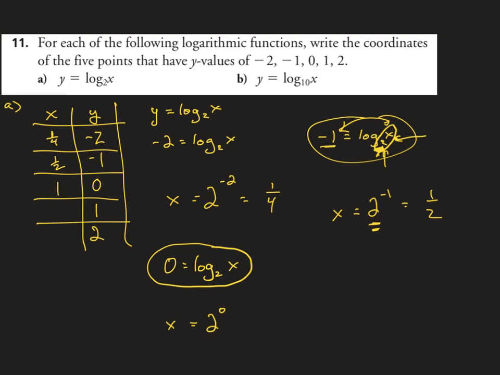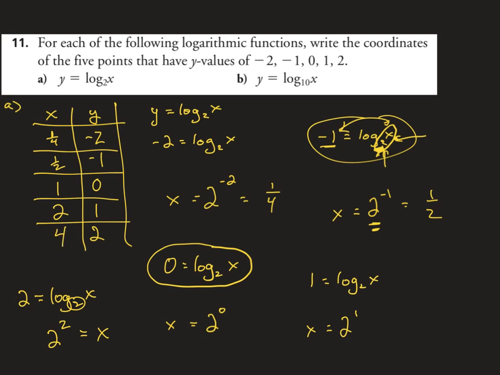All right, let's do that again. 1 equals log of x base 2, which means 2 to the power of 1 is equal to x, so that's just 2. And the last one we can do over on the left here, so we're going to let y equal 2, so 2 equals log of x base 2, and that means that 2 to the power of 2 equals x. Remember, keep that same base, and so x is 4.